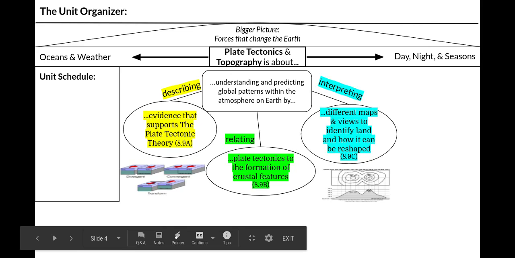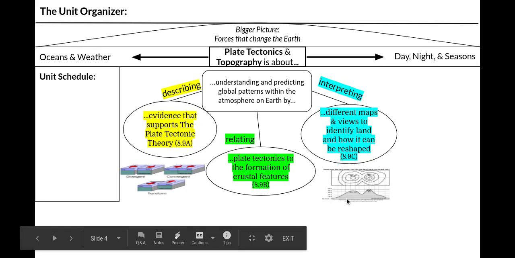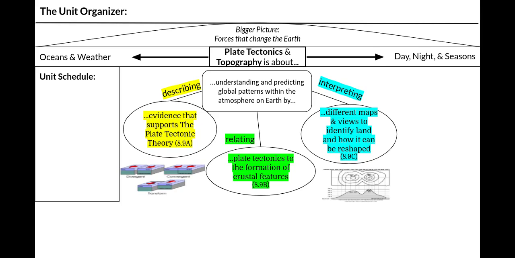And our last bubble is about interpreting different maps and views to identify land and how it can be reshaped. So this is using different maps. And an example of one of the maps is down below it. This is a topographic map. It's just basically going to show us different ways that we can look at our Earth and how weathering and erosion can change it or reshape it.